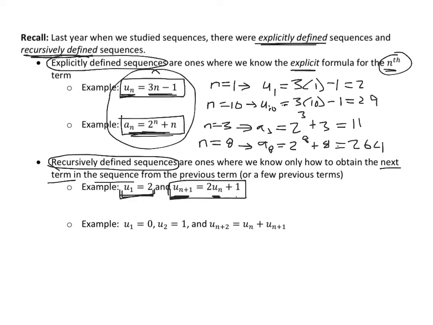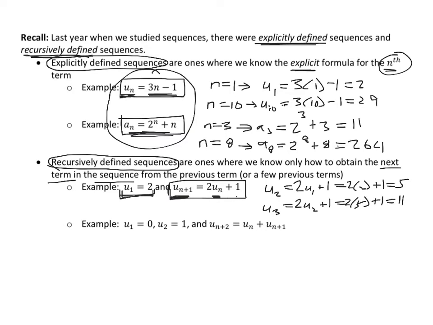Right? What this means is it means we can get the second term by doing 2 times the first term plus 1. Right? So in our case here, this would be 2 times 2 plus 1, which is 5. I can then easily get the third term by saying, well, it would be this 2 times the second term plus 1. You're basically always getting the next term in line by doing something to the term before it. So in this case here, this would be 2 times 5 plus 1, which gives us 11.